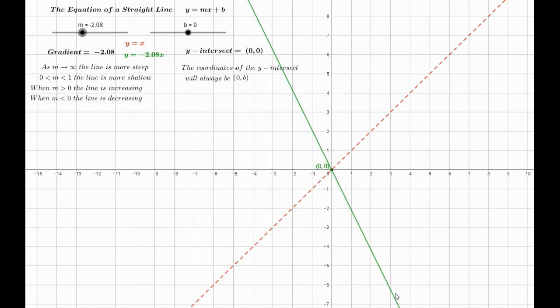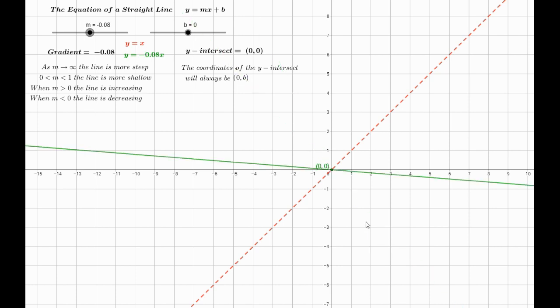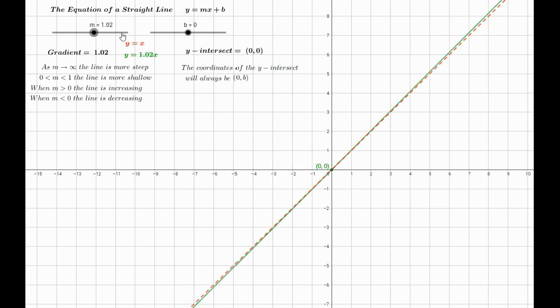So now let's take a look at the value of b here. y equals mx plus b. Oh sorry, hang on, before we continue. So m is the gradient, and it affects how steep or how shallow the line is, and whether it's increasing, like this, or decreasing, like this.